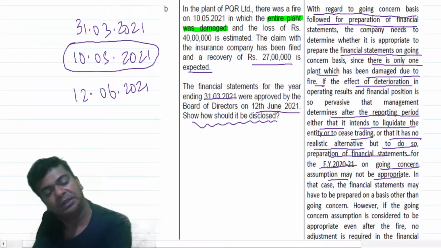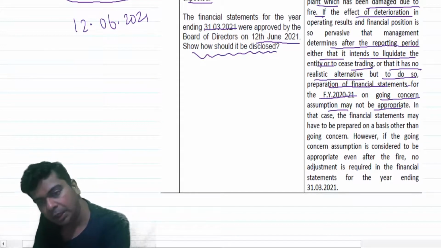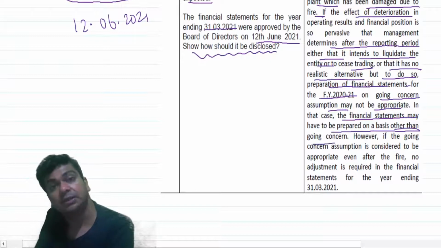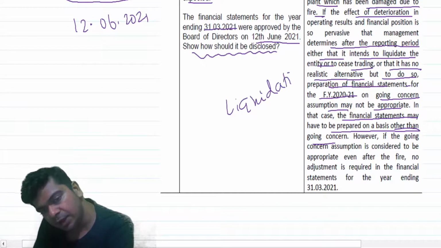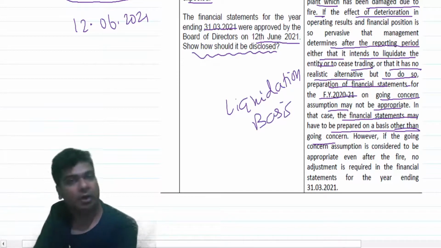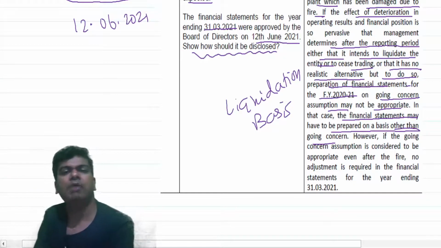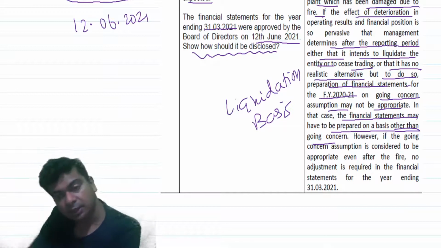Right? The going concern basis is becoming inappropriate over here. In that case, the financial statements may have to be prepared on a basis other than going concern. Other than going concern, maybe you may prepare it on liquidation basis, right? However, it's also possible that the management may come to the conclusion that nothing doing, we will revive the business and continue. Then it is a non-adjusting event, understand?